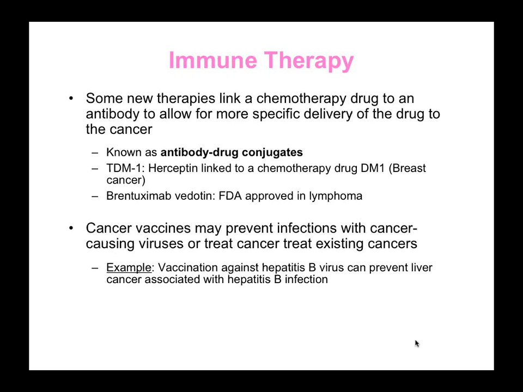So there are other types of immune therapies that are very interesting that you're probably going to hear more about as things move forward. Some of these new approaches actually link a chemotherapy drug to an antibody. And the idea is that this allows for more specific delivery of that drug to the cancer. These are antibody-drug conjugates. We recently saw the FDA approval in the last year and a half or so of brentuximab, which was approved in the treatment of lymphoma. So this was an antibody-drug conjugate.